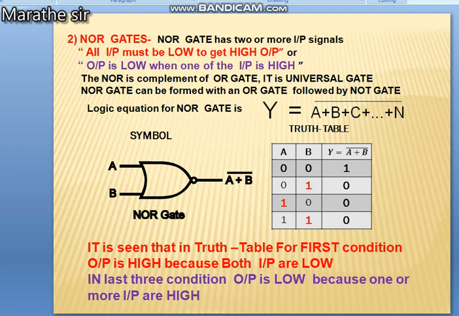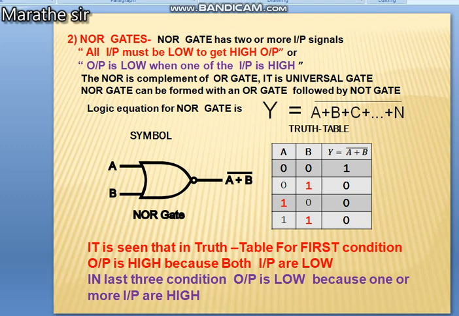When A is equal to 0, B is equal to 1, then output Y is equal to 0. In the third condition, when A is equal to 1, B is equal to 0, then we are getting Y is equal to 0. In the last condition, when A is equal to 1 and B is equal to 1, then we are getting Y is equal to 0.